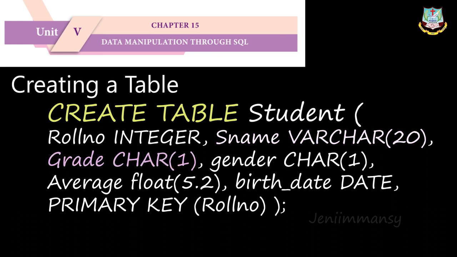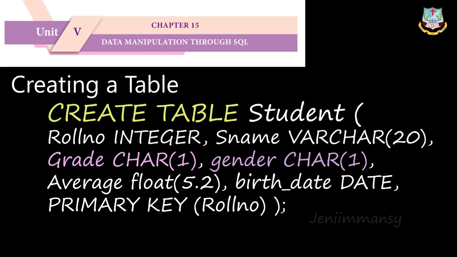Okay, next grade, char of 1. So it will have only one box. You will be having A or B or C. So only one letter you can give inside this grade char. And then gender also char, either you can give M or F. So char of 1, you'll have only one place there to give the value.